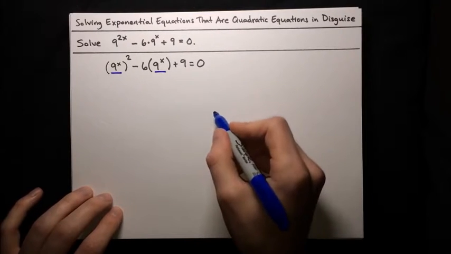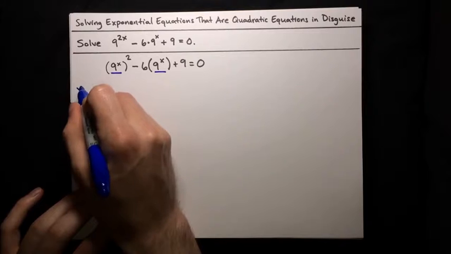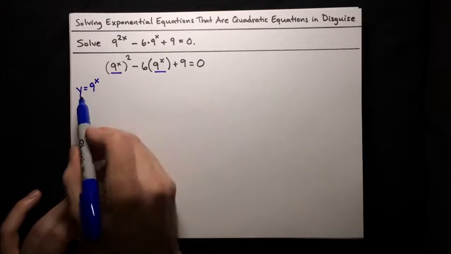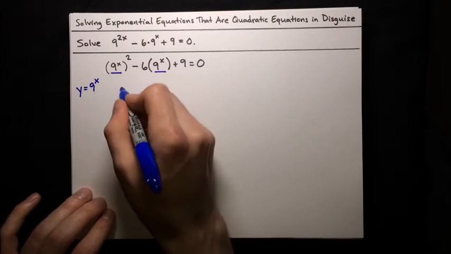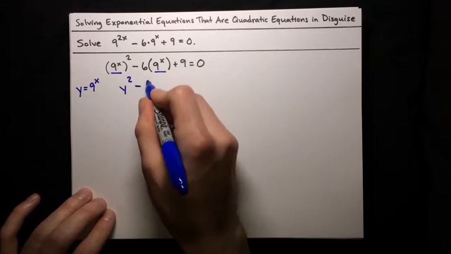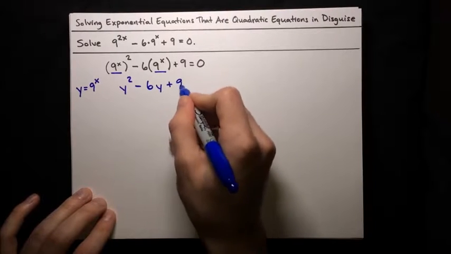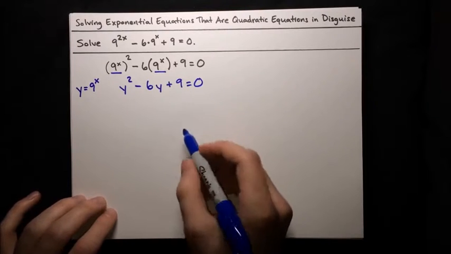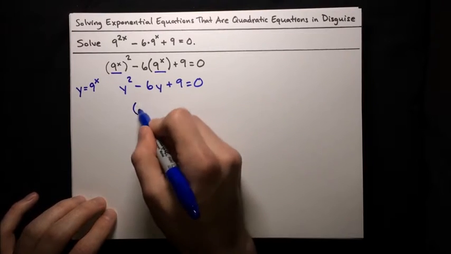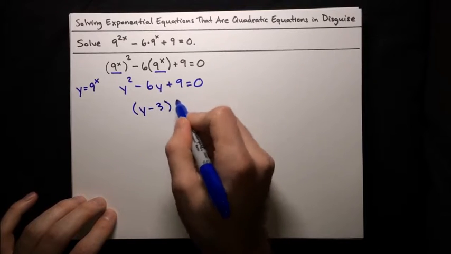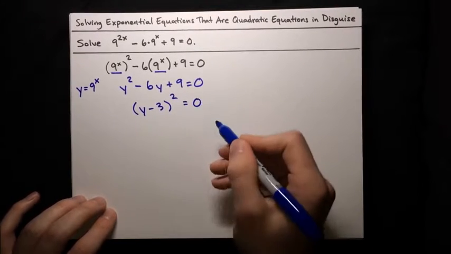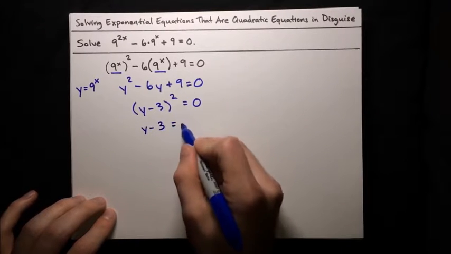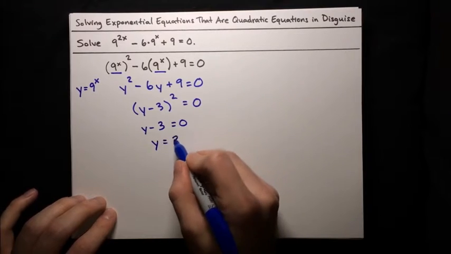Why don't we just make a substitution, let's make a substitution y equals 9 to the power of x. Then our equation, substituting that y in for 9 to the power of x, just becomes y squared minus 6y plus 9 equals 0. And there, look at that. That's just a quadratic equation. And we know how to solve that. Let's just go ahead and factor that. That's just y minus 3, that quantity squared, is equal to 0. And we can solve that. So that's just y minus 3 equals 0, or just y equals 3.